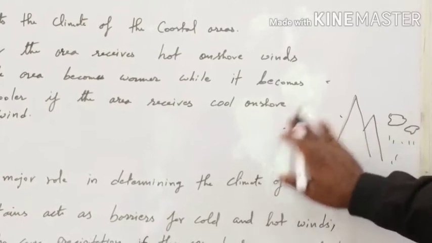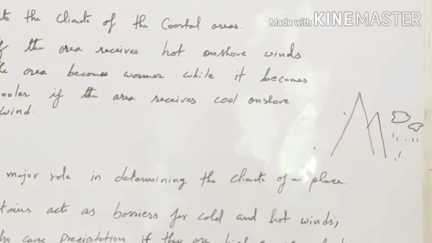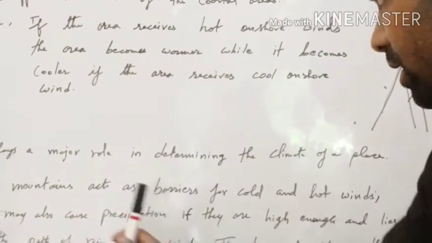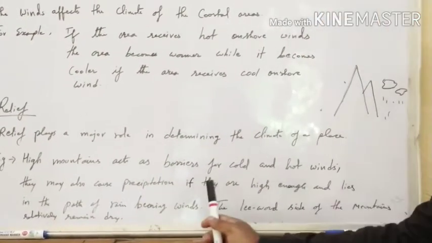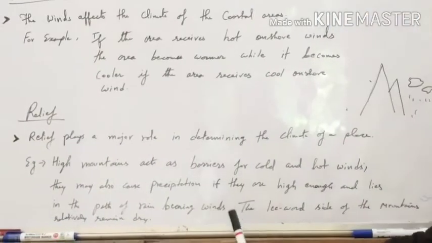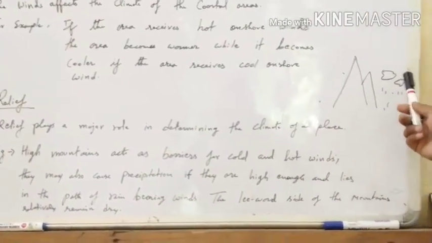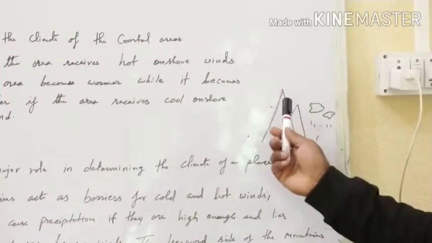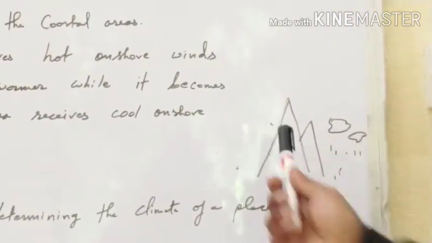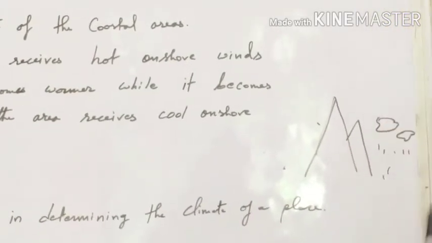Suppose this is about the cold wind, and it is the same with the hot wind. Another point is that mountains may also cause precipitation if they are high enough and lie in the path of rain-bearing wind. Now suppose the rain-bearing wind is blowing from this side and it dashes with the mountain. Obviously, when it dashes with the mountain, precipitation will occur.